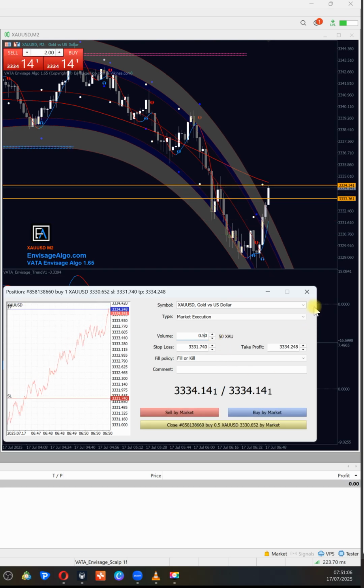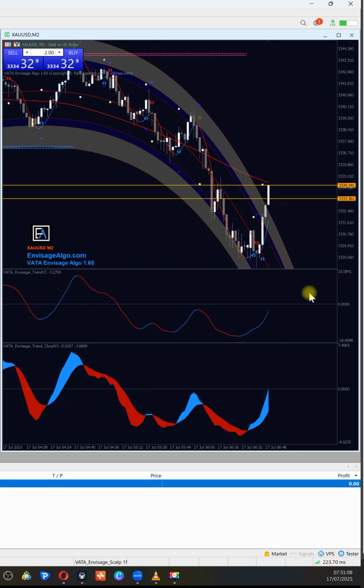Okay, so we have hit our target and the trade is done. We have already made near about $400 or so, but I'll report that to you. Okay, very easy. This is how you trade the markets. Trade the markets the easy way. Use VATA.